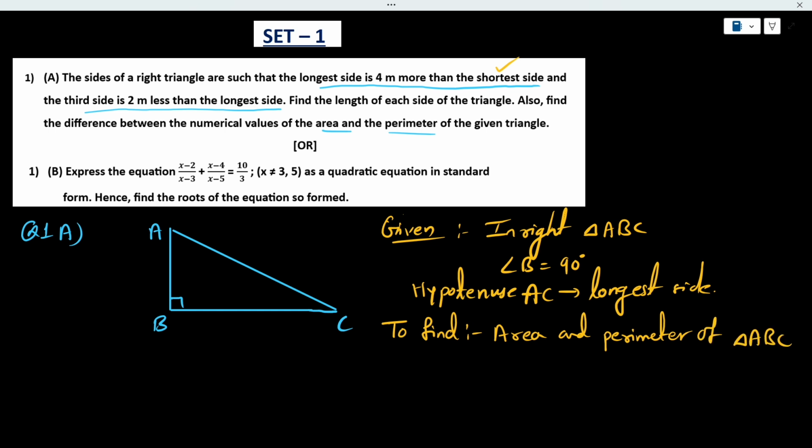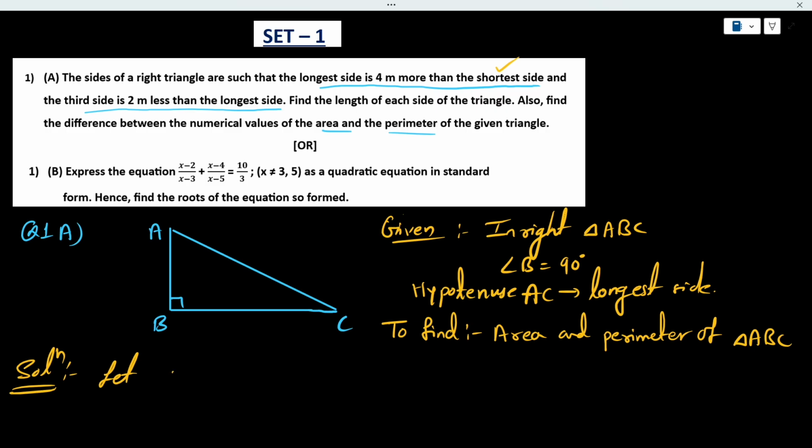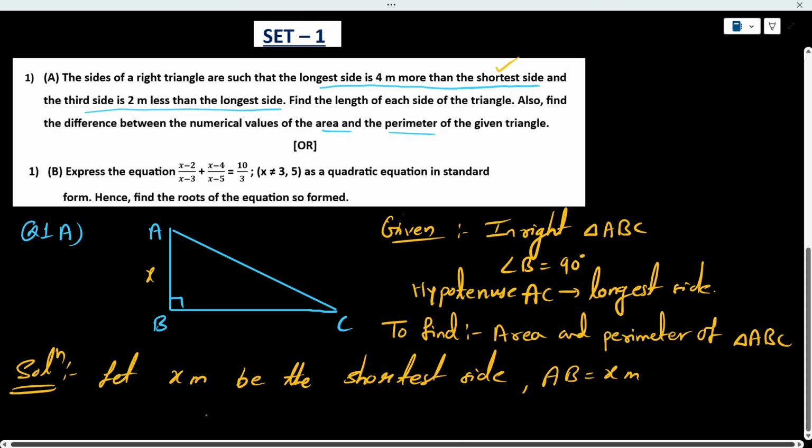So if we are starting with the solution, now what we need to take here, because the values are unknown, we have to define the variable. Let x meter be the shortest side. Now what is the shortest side? The length AB I am taking as x. So you can write down here shortest side, if I take it as x, it is x meter, AB as x meter.